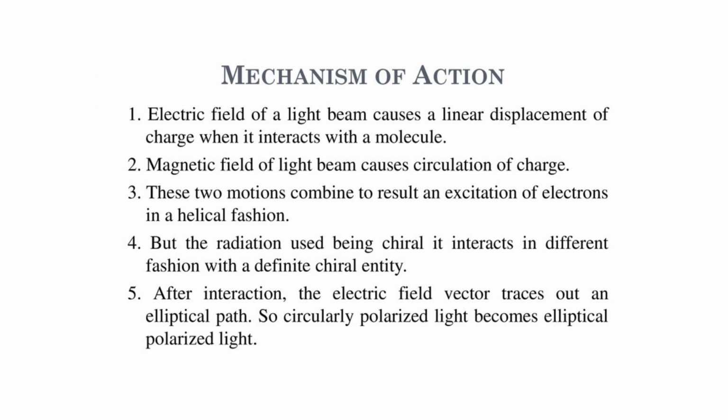Let's now look at the mechanism of action of circular dichroism spectroscopy. The electric field of a light beam causes a linear displacement of charge when it interacts with molecules. The magnetic field of the light beam, on the other hand, causes circulation of charge. These two motions combine to result in an excitation of electrons in a helical fashion. But the radiation used being chiral, it interacts in a different fashion with a chiral entity. After interaction, the electric field vector traces out an elliptical path, so circularly polarized light becomes elliptically polarized light.